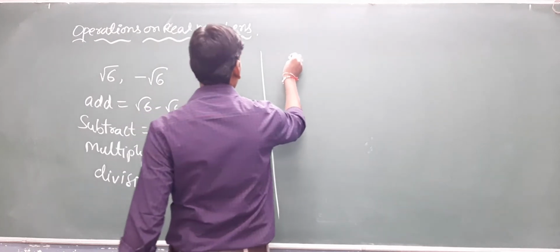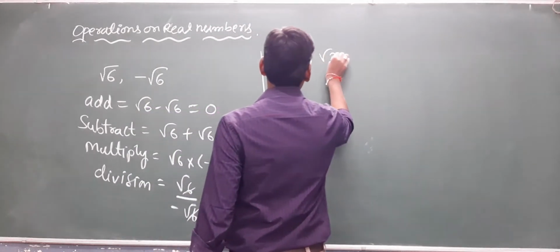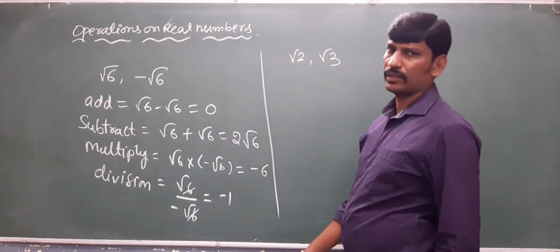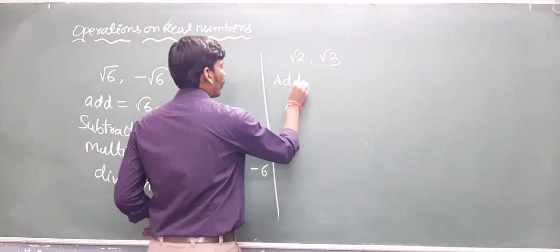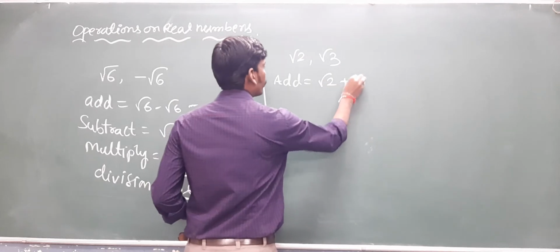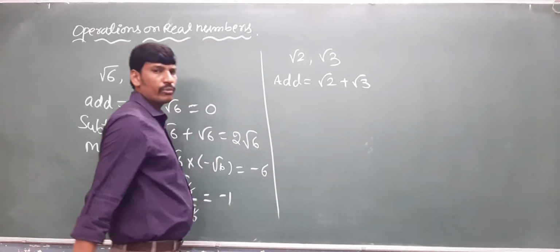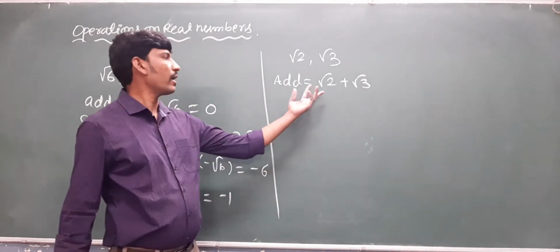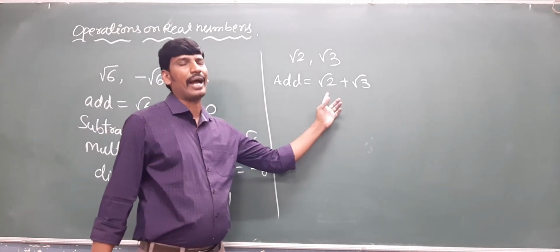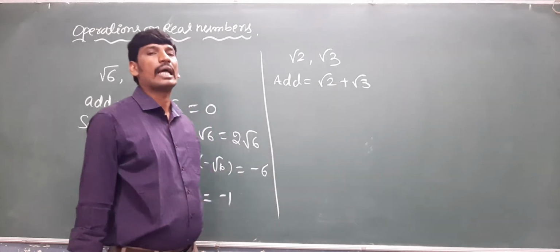Let us take that root 2 and root 3 are two different irrational numbers. By adding these two, what are you going to get here? Root 2 plus root 3. We cannot simplify these two because root 2 and root 3 are separate numbers, both are two different irrational numbers. By adding these two, again you get one more irrational number.